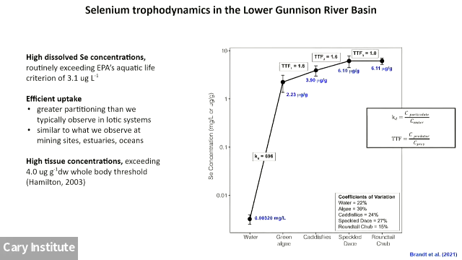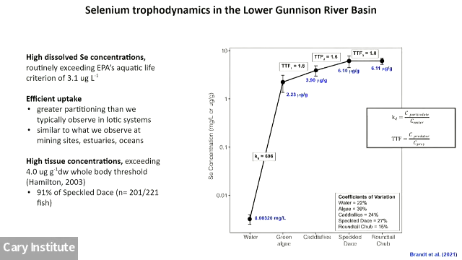Okay, so some other things to know about this system. High dissolved selenium concentration, super high. So they're routinely exceeding EPA's aquatic criteria of 3.1 micrograms per liter for lotic systems, which is a concern, and that would be enough to designate this system as impaired. We know that there's really efficient uptake. So when we look at the KD value here, the partitioning uptake, it's higher than we typically observe in lotic systems for selenium, and it's similar to what we would observe in sites that are impaired by mining or in estuaries and ocean sites. So this is a unique river system.